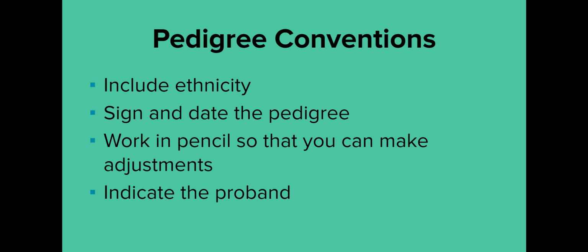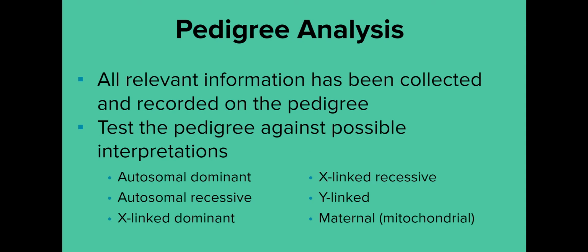Make sure you know where you want to start reading. We're not reading from the top to the bottom or from left to right. We are reading from the proband outwards, from the closest relatives to the furthest away, to calculate their risk.